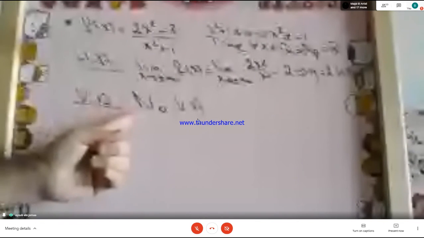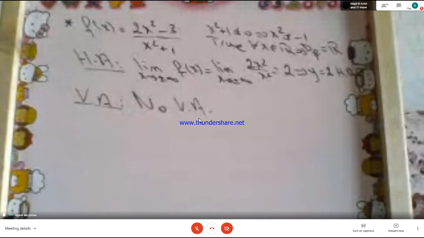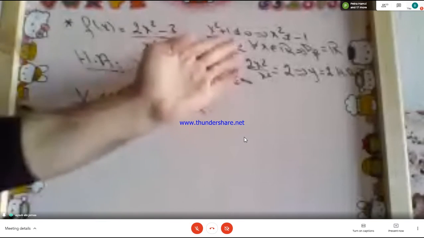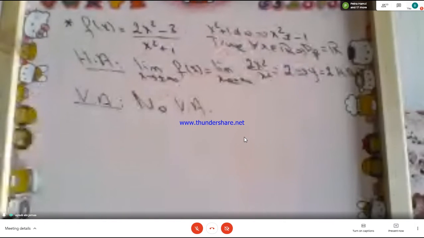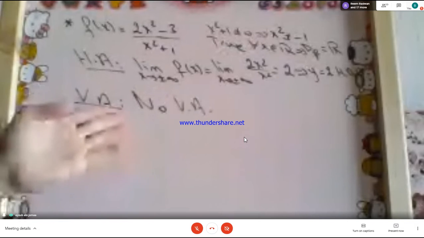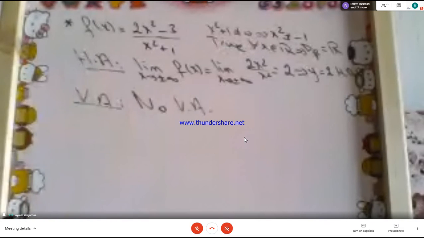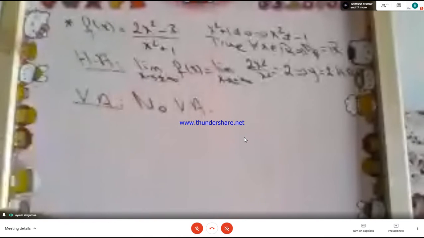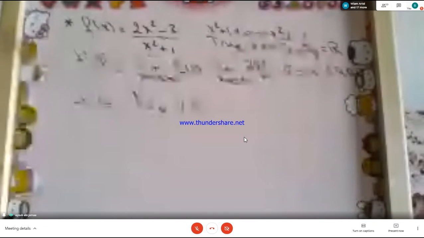Okay, no vertical asymptote. Good. No vertical asymptote because here we don't have excluded values of x. Usually to find the vertical asymptote for the rational function, you find it from the domain. Limit as x approaches a certain number and the answer is infinity. In fact, here we don't have excluded value.